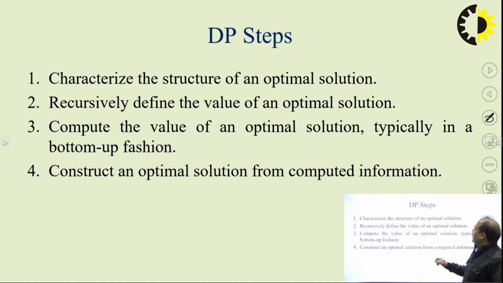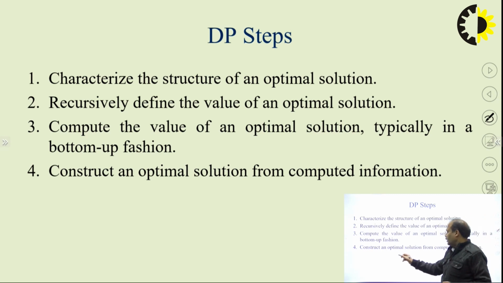As I said, there are 4 steps of dynamic programming. First, characterize the structure of an optimal solution, and then recursively define the value of an optimal solution. After that, compute the value of an optimal solution, typically in a bottom-up fashion. We don't require a top-down fashion.